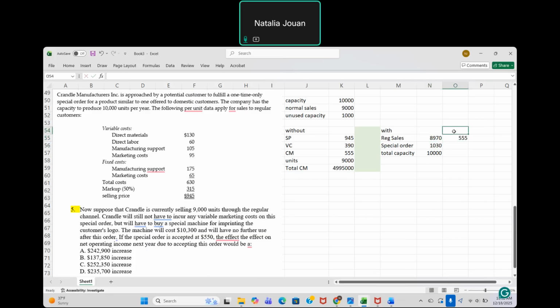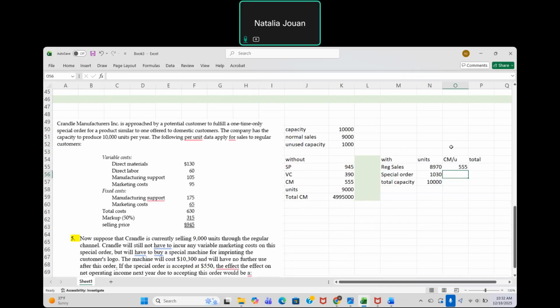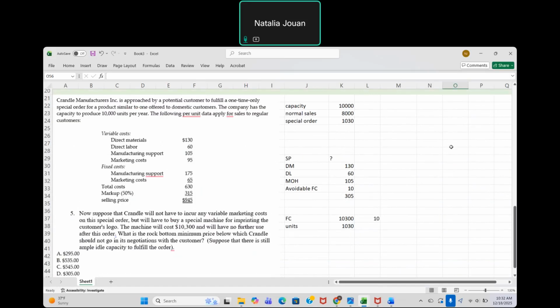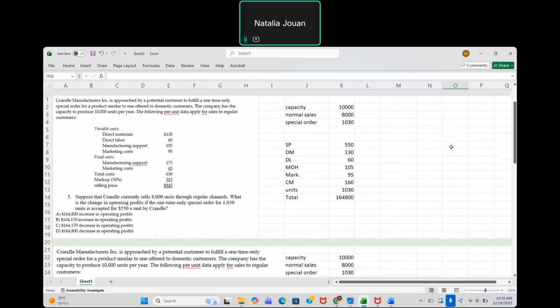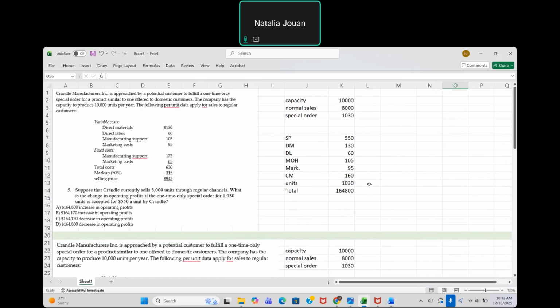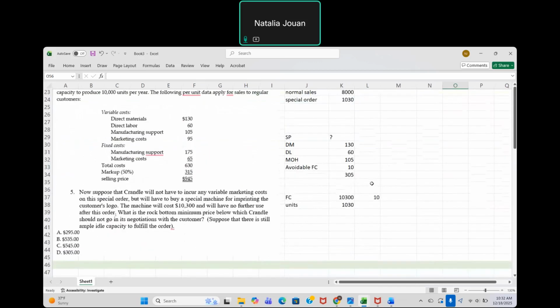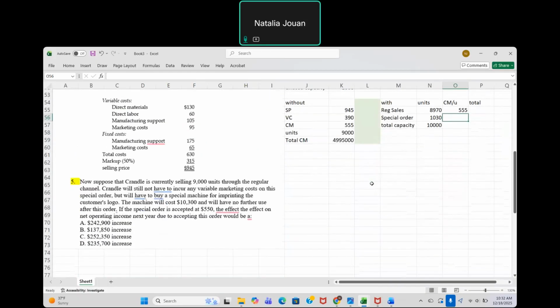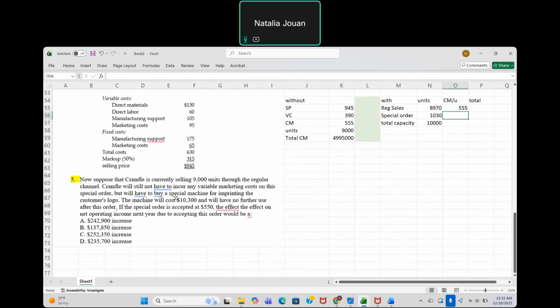So this is the contribution margin per unit, this is units, and this is total. The special order we figured out up here. In the special order, we have a contribution margin of 160 per unit. But what is going on with the marketing cost? We're not incurring marketing costs, so let's compute it again. The special order is selling for 550 minus the relevant cost per unit.